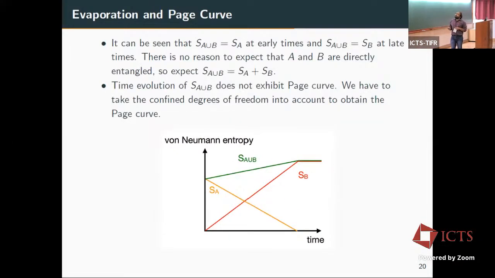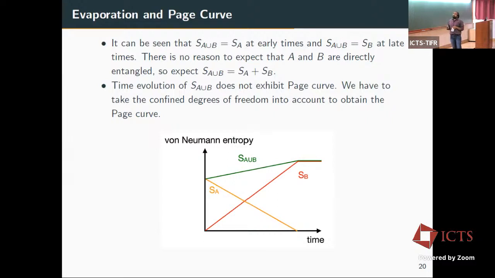So it can be seen that at early times, when the black hole is very large and there's essentially no radiation, SAB, which is the radiation plus black hole combined, will be equal to SA. And at late times, when there's more radiation and the size of the black hole is very small, almost negligible, then SAB will be almost equal to SB. There's no reason to expect that A and B are directly entangled, so SAB would be SA plus SB.